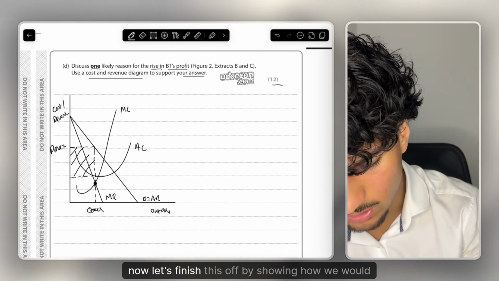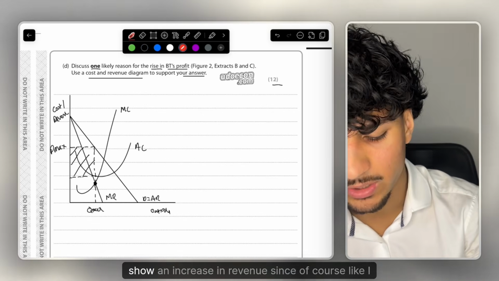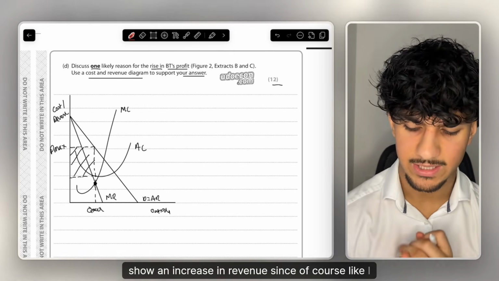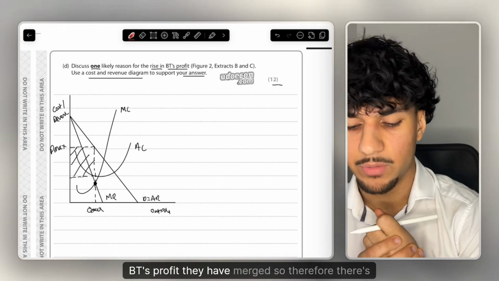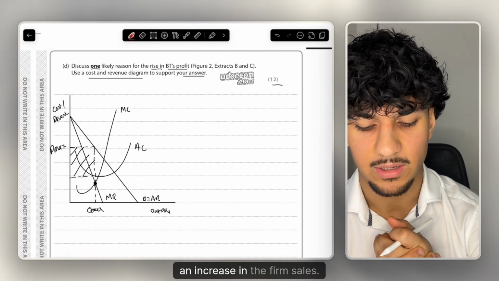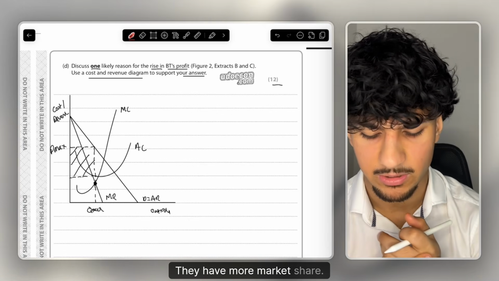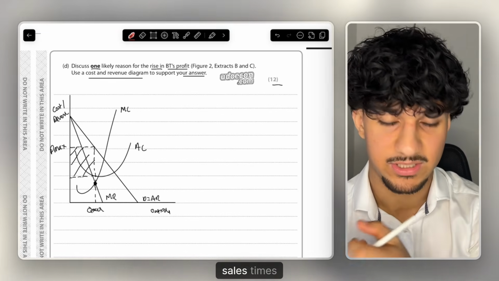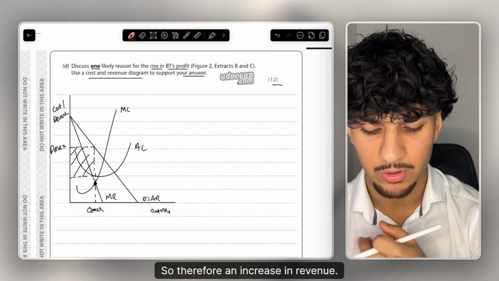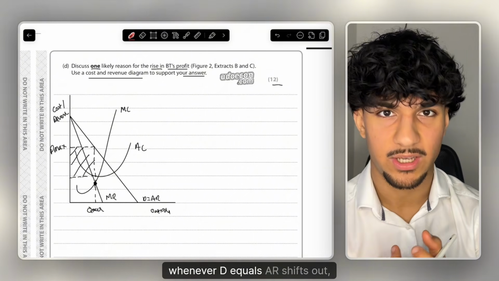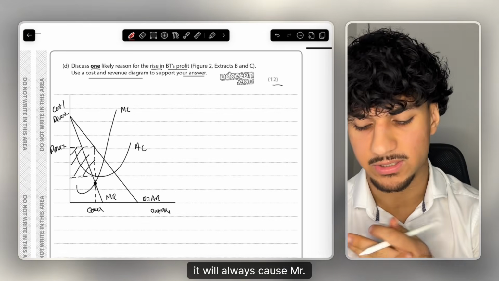And now let's finish this off by showing how we would show an increase in revenue. Because of course, what is the reason for a rise in BT's profits? They have merged, so therefore there's an increase in the firm's sales. They have more market share, therefore sales times price equals revenue, so therefore an increase in revenue. And whenever D equals AR shifts out, it will always cause MR to shift out also.